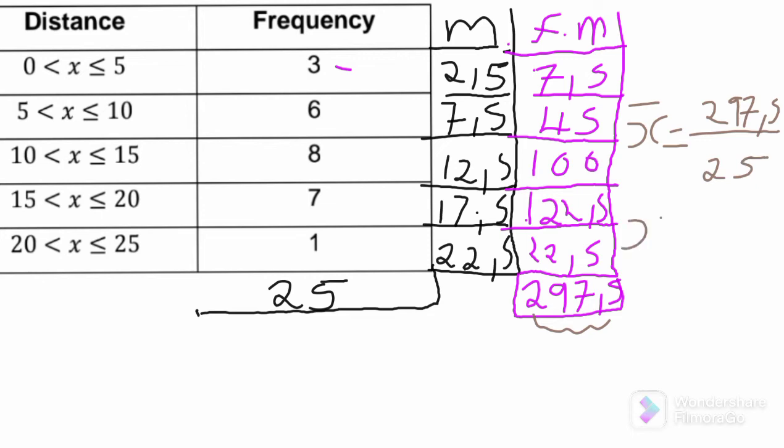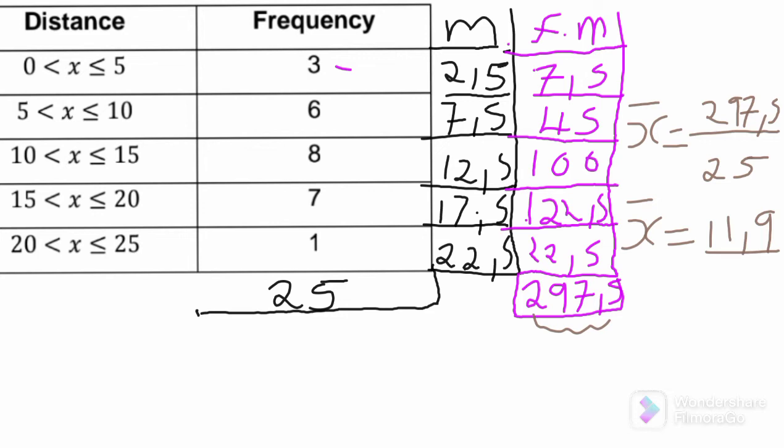Meaning, my mean will be equal to 11.9. There you go. That's how you calculate the mean, especially when you're given grouped data, and it's different when you are given ungrouped data. So let's go back to our questions.